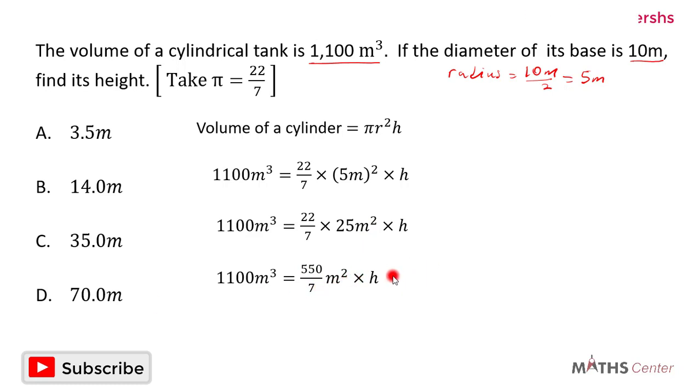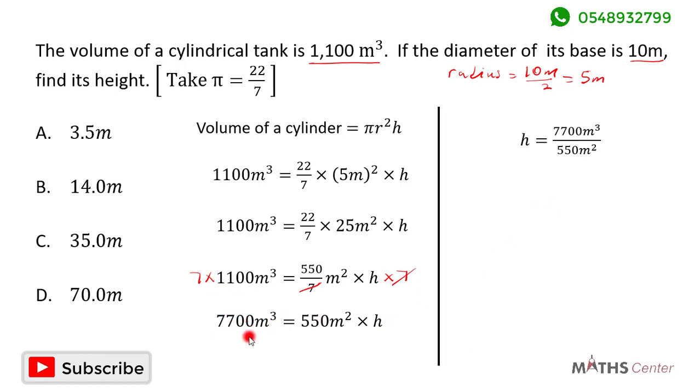I'll multiply both sides by 7 to remove the fraction. So when we do that, you can see that 7 and 7 will cancel each other out. 7 times 1,100 meters cube will give us 7,700 meters cube. To get h, I'll divide both sides by 550 meters squared. And so h will be equal to 7,700 meters cube divided by 550 meters squared. And this will give us 14 meters.